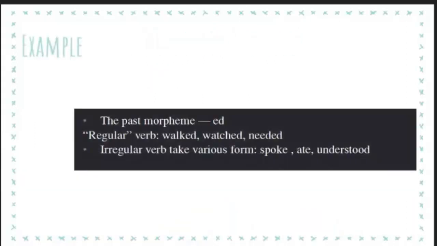Let's look at the example for the simple past tense. We see the past morpheme -ed added to the regular verb, and the irregular verb takes various forms, like spoke, ate, and understood. So we see some lexical choices might restrict the grammatical structure in other ways.